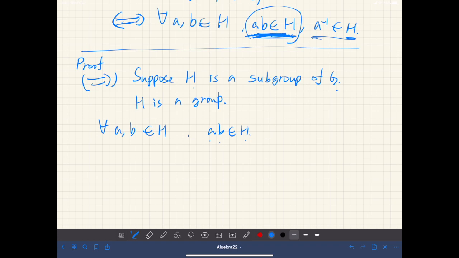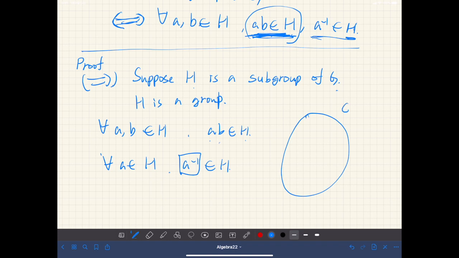And now we need to prove that for all A in H, A inverse is in H. Okay, but as we have noted before, this A inverse is the inverse of A as an element of G. Okay, so in general, if this is G and this is a subset of G, then if we pick an element from H, its inverse as an element of G may be outside of H. But what this theorem says is that if H is a subgroup of G, then A inverse must be inside H, not here. So that's what we are going to prove.